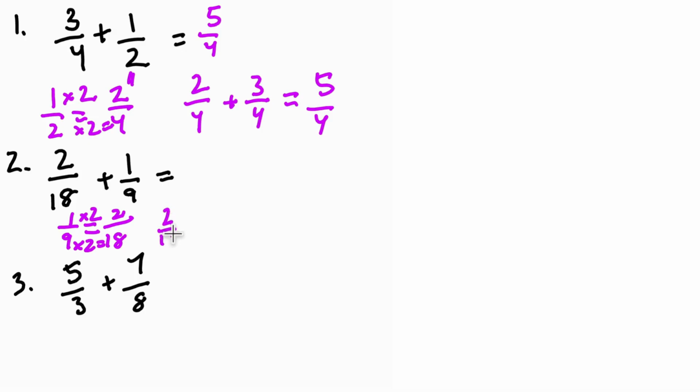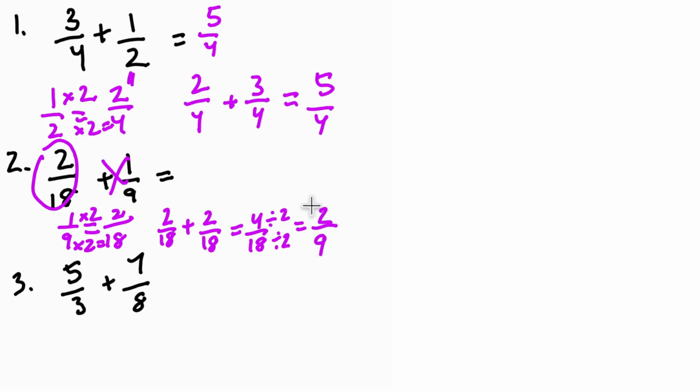So 2/18 plus, we keep this the same, plus 2/18 is equal to 4/18. But then we still have to simplify that, because 4/18, both of the sides can be divided by 2. So divide by 2, because I'm just simplifying. 4 divided by 2 is 2, 18 divided by 2 is 9. So our final answer simplified is 2/9. But what if I told you there was an easier way? So what would the other easier way be?